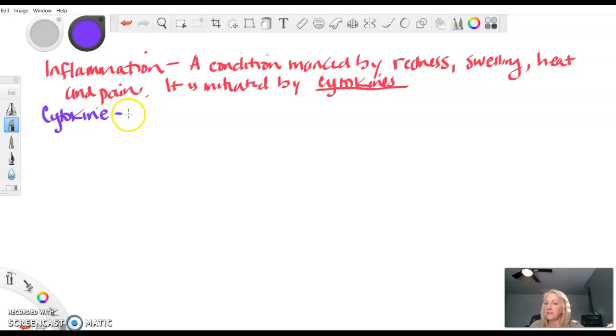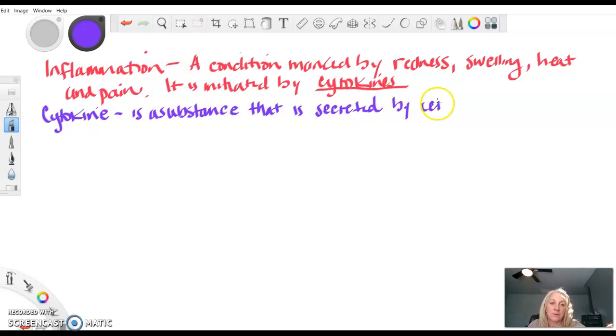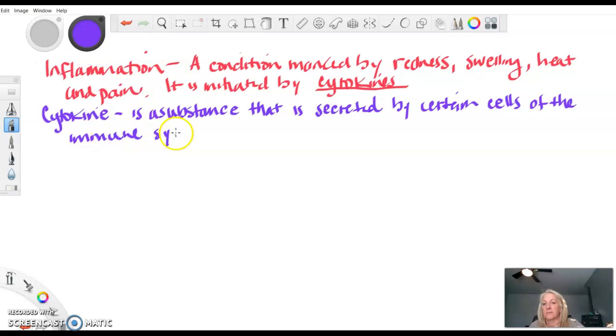So a cytokine is a substance. So it's a chemical that is secreted by certain types of cells, so certain cells of the immune system, and these chemicals have some kind of effect, so an effect on other cells.